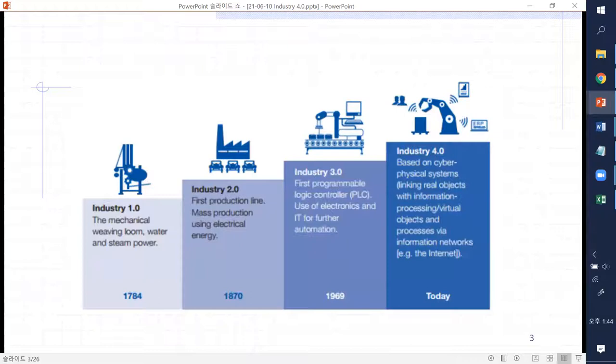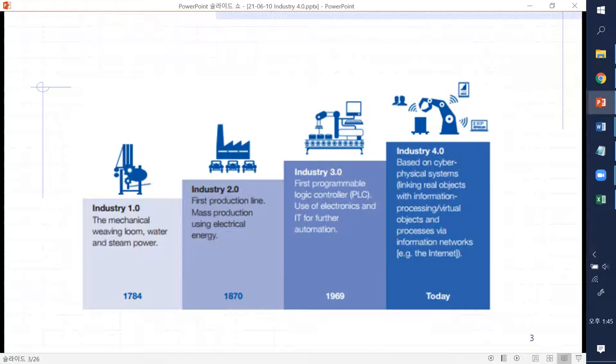Same story in a different picture. They have a clearer year for Industry 1.0: the mechanical weaving loom. Weaving is to texture cotton, with water and steam power in 1784, probably around England. Industry 2.0 is the first production line, mass production using electrical energy in 1870 in Michigan state of the United States. And 1969 is Industry 3.0, the first programmable logic controller, PLC, and electronics and IT for automation. So it's also in the United States.